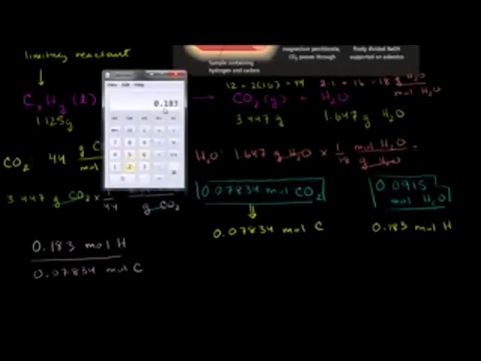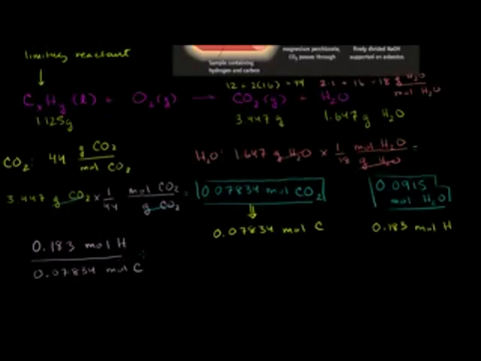Let's just divide this and see what we get. We have the 0.183 there, so let's divide it by 0.07834, and you get 2.336. So this is approximately equal to 2.336 moles of hydrogen for every 1 mole of carbon. And this doesn't look like that neat of a ratio, but this is pretty close to 1/3.